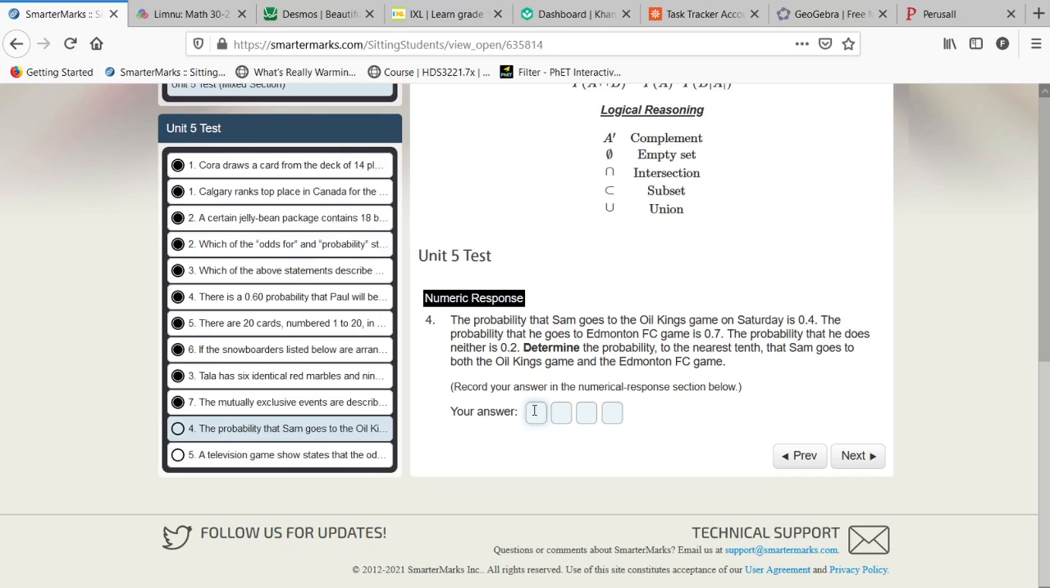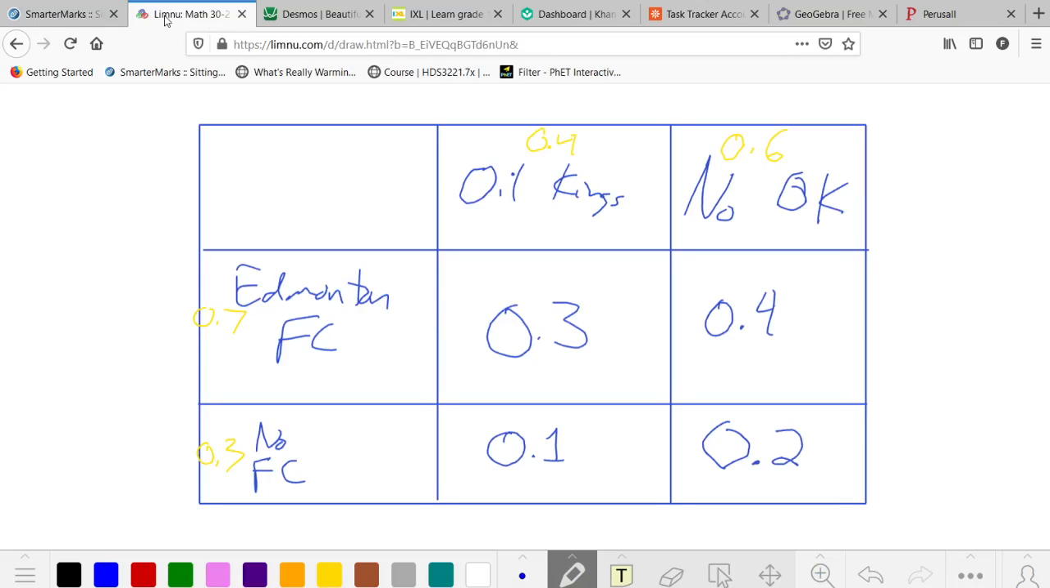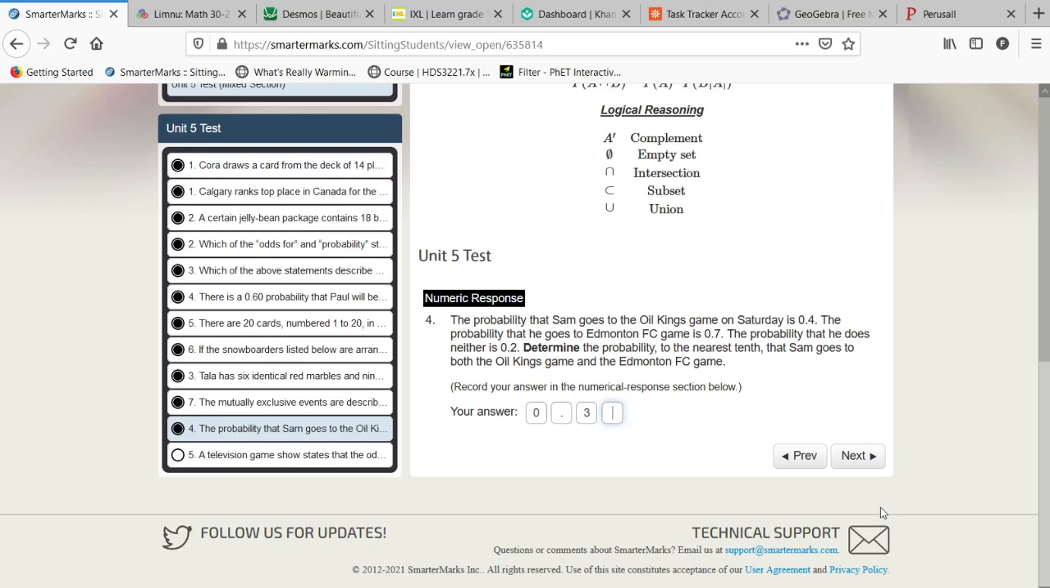Does anyone have any questions about the numeric response 4 here? All right.